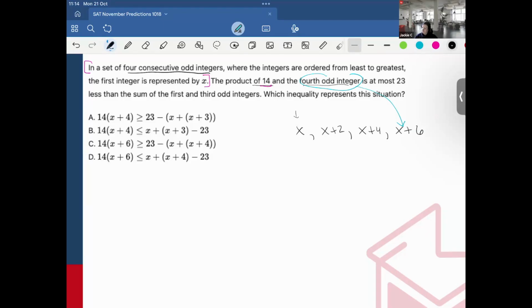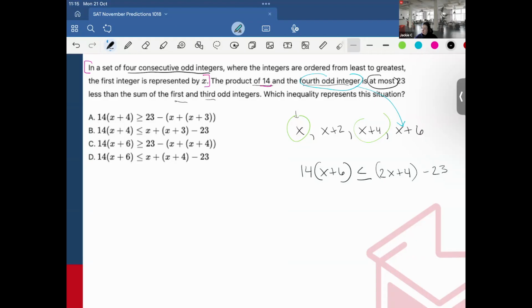So basically it would be the product of 14 and x plus 6 is at most. Remember we said at most is less than or equal to 23 less than the sum of the first and third odd integers. So first and third, which gives me 2x plus 4 minus 23. Which inequality represents the situation?